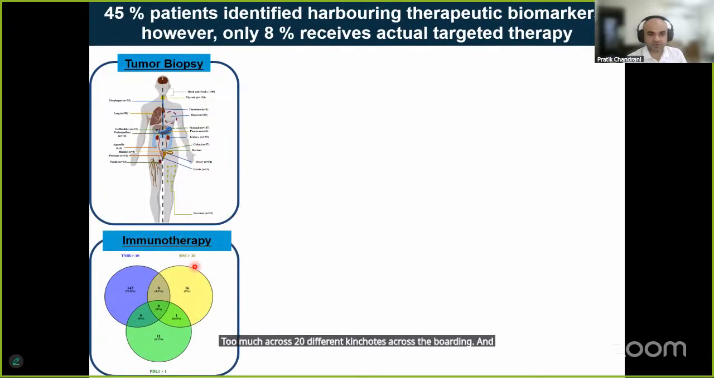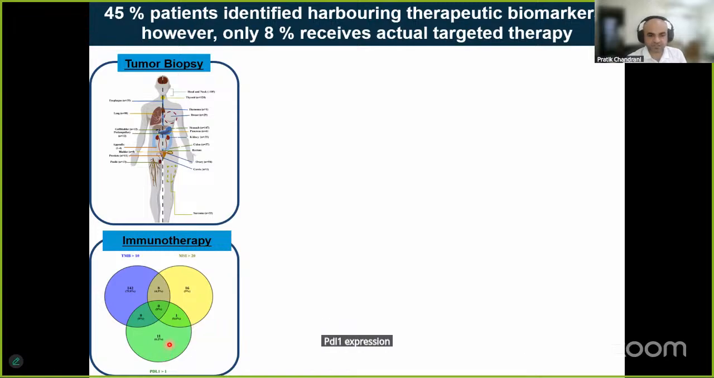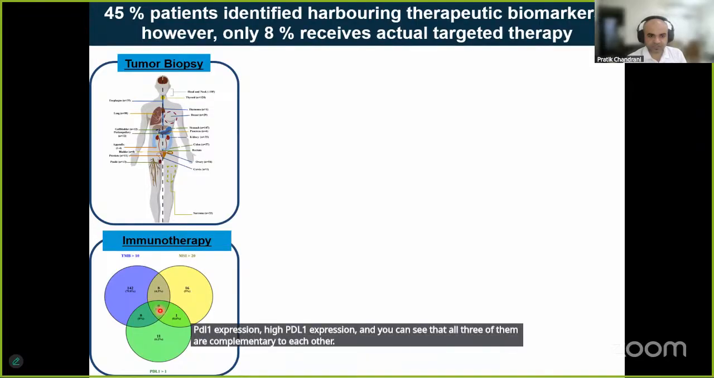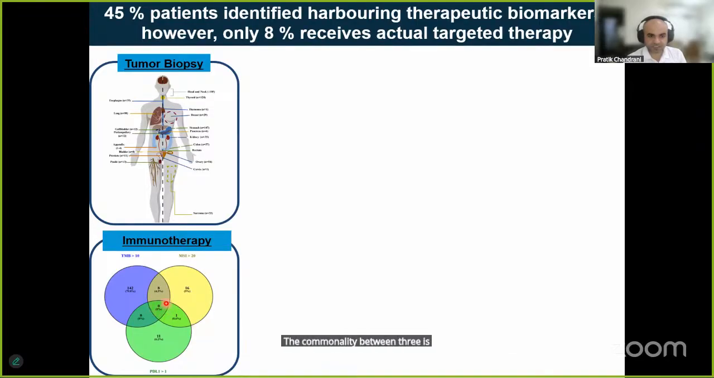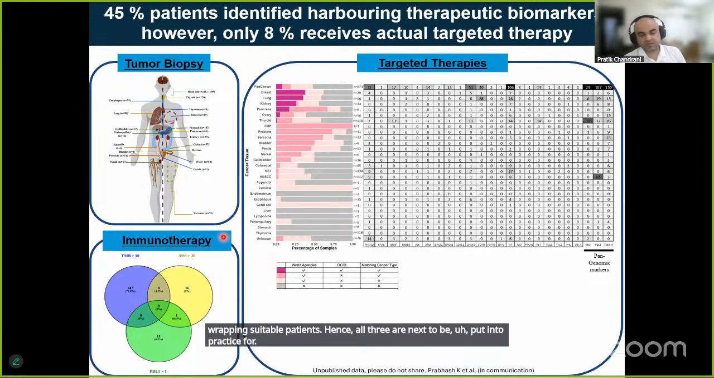Through this, we were able to identify various immunotherapeutic biomarkers like tumor mutation burden, microsatellite instability, and high PDL1 expression. You can see that all three of them are complementary to each other. The commonality between the three is very minimal, but they are all unique and individual contributors for identification of immunotherapy-suitable patients. Hence, all three need to be put into practice for regular clinical care.